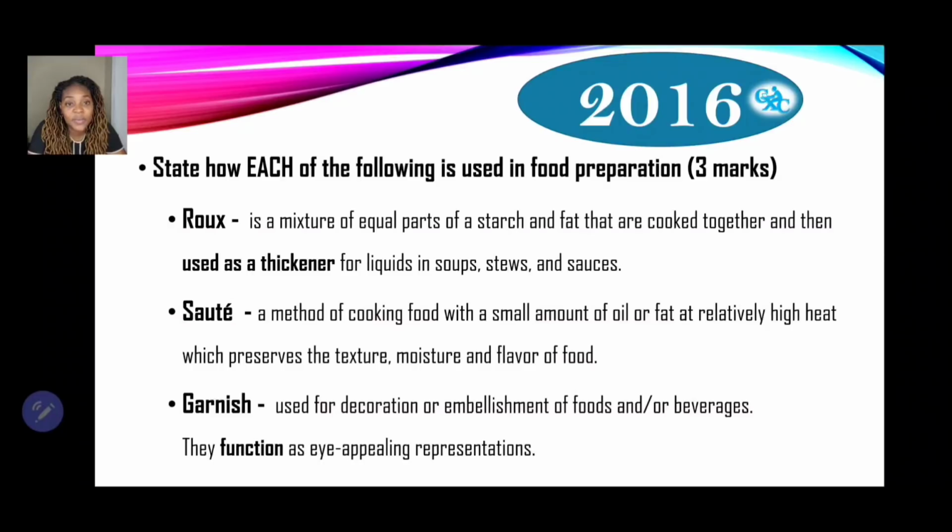The next term that we're looking at is saute. Saute is a method of cooking food with a small amount of oil or fat at relatively high heat, which preserves the texture, moisture, and flavor of the food, right? And our next term here is what? Garnish, and it is used for decoration or embellishment of foods and or beverages. Good. They function as eye-appealing presentations.